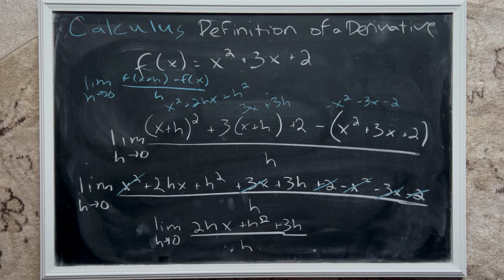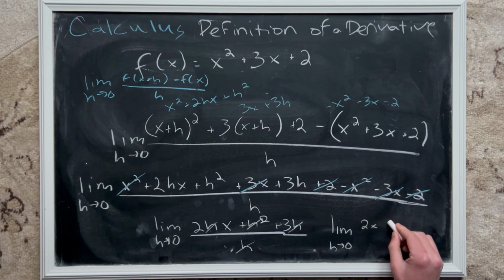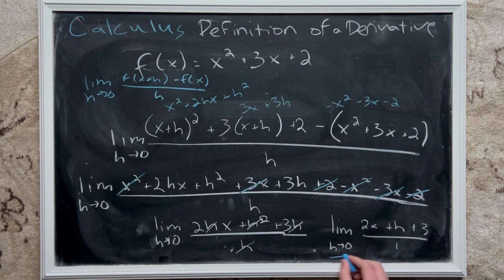over h. So we can reduce an h. So let's reduce this, this, and this, and this. Since every term has an h, we can reduce, leaving us with the limit as h approaches 0 of 2x plus h plus 3 over 1. And now since the limit is h approaches 0, now it's not dividing by 0. Plug in 0 for h, so the derivative is actually just 2x plus 3.